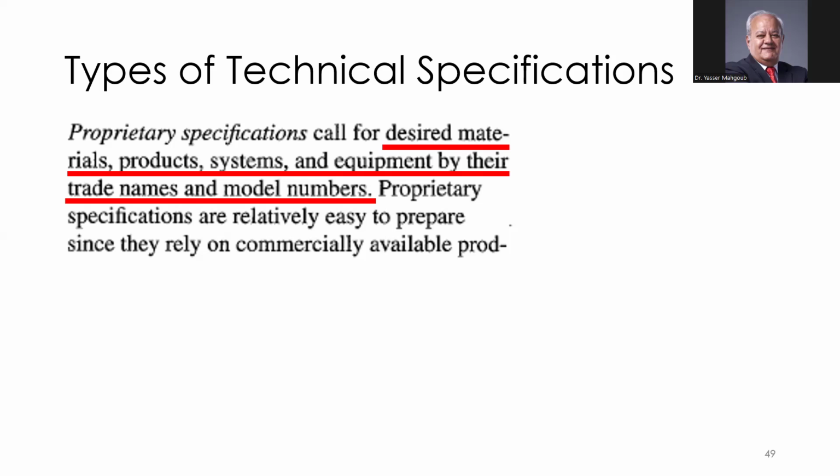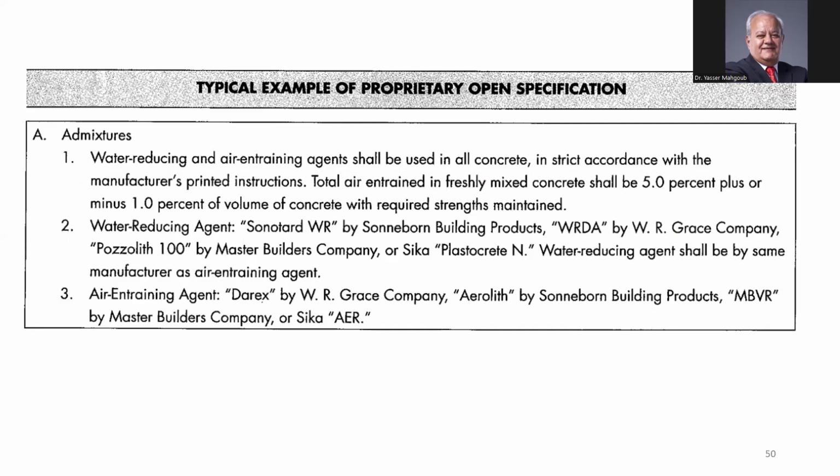So they are relatively easy because they specify everything in detail and rely on commercial activities. So this is a sample of proprietary specs: admixtures, water reducing and air entraining agents shall be used in all concrete, and you give them the brand name that you want to use. Okay, if it's an open governmental bid, you should not give brand names.